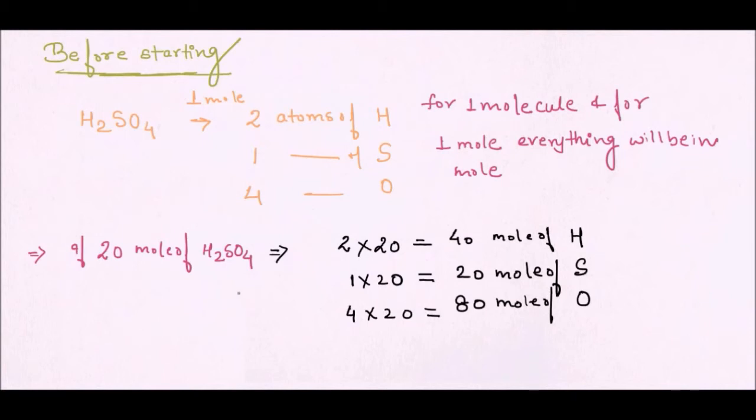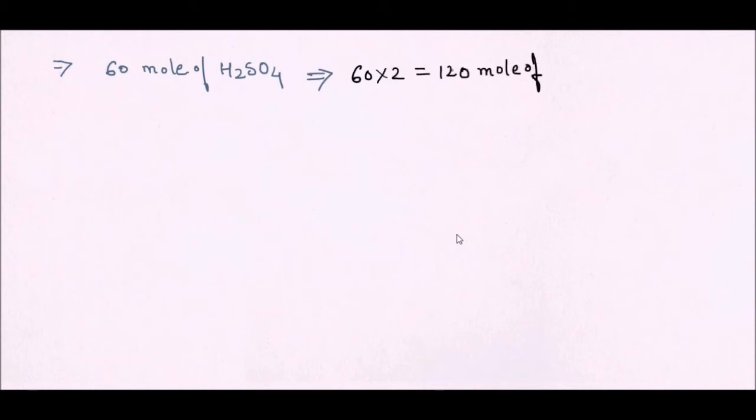Now this 20 moles, imagine rather than 20 moles I have, let's say, a number, imagine I have 60 moles of H2SO4, sulfuric acid. So how many hydrogen? 2 into 60. How many sulfur? 1 into 60. How many oxygen? 4 into 60 moles respectively, isn't it?